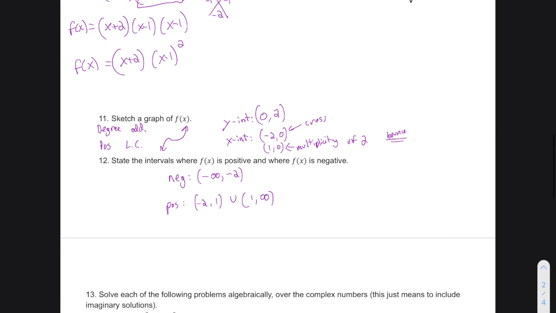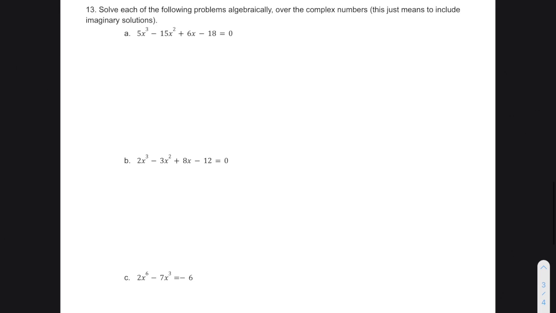Okay, so moving along, now we want to look at solving polynomial problems algebraically. And we say over the complex numbers, meaning that we can have imaginary solutions, and we want to make sure we note those. So our first polynomial here, 5x cubed minus 15x squared plus 6x minus 18 equals 0. Generally, when we are solving these, we want to fully factor. And our first technique that we're going to practice is factoring by grouping.